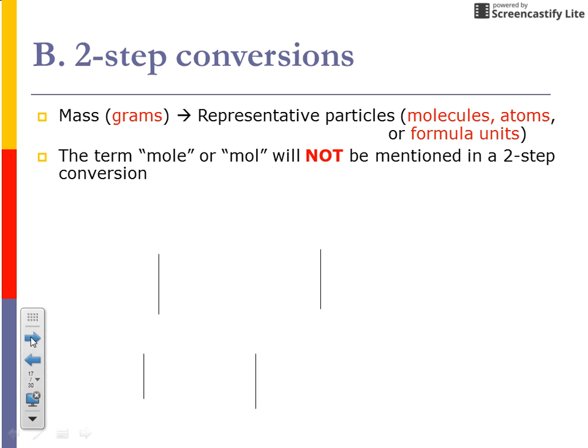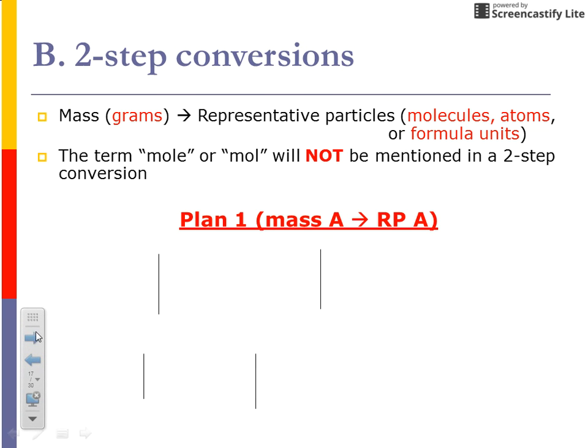When you read these word problems, one thing you will not see is the word mole mentioned in the problem. So that's how you'll know it's a two-step. Remember yesterday I told you a hint was when you read your problems, if you see moles, you know it's a one-stepper. Well, in this case, we're not going to see moles, so it's going to be a two-step problem. Let's look at both of the plans here.